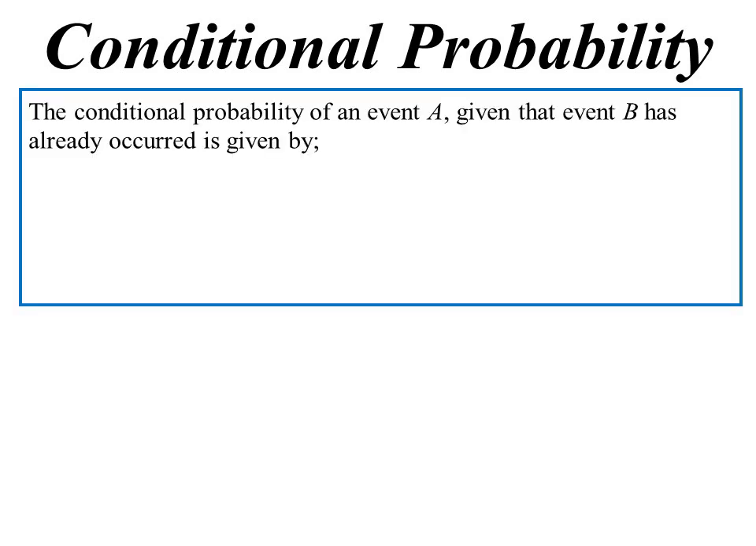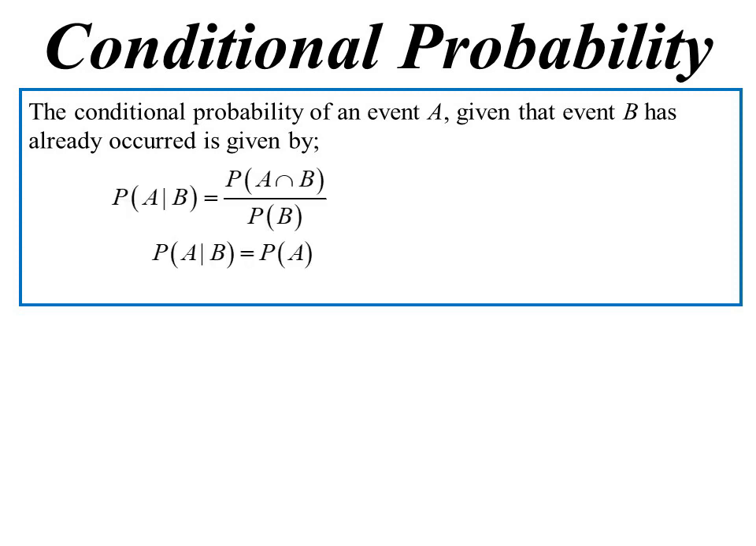Conditional probability. When we work out the probability of an event happening, but knowing some condition, something that's already happened. Here's our formula: the probability of A, given that B's already happened, equals the intersection of the two, the probability of A and B, divided by the probability of B happening.